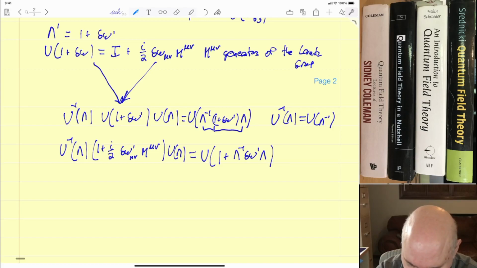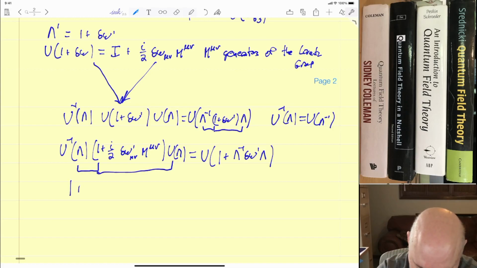Okay, so let's just keep working it out. When we do u of lambda 1, u inverse lambda 1, u of lambda, that's just the identity, or 1, plus u inverse lambda.